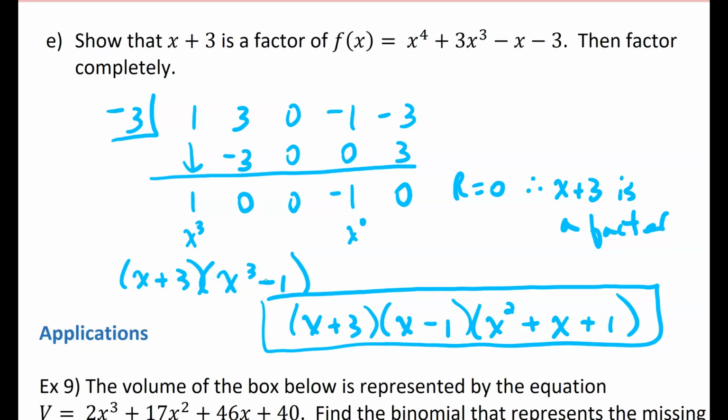So keep in mind there's more than one way to test to see if something is a factor, and just do the most efficient way. If it's efficient to plug in the value and evaluate it to see if it equals 0, then do it that way. If it's quicker to do a little quick synthetic division, then do it that way. Right? Just do the method that's going to be quick. Yeah, I'm already looking at this. I don't want to do -3 to the 4th power.